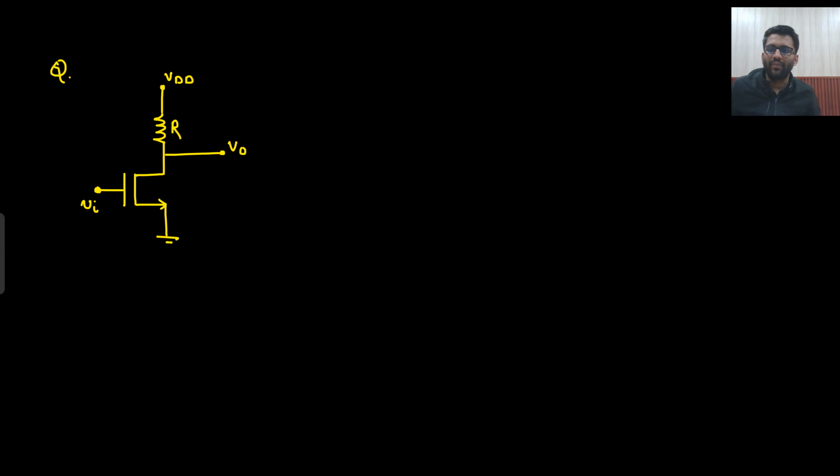Now I guess the next example will be from PMOS. So first let's solve this question. What do you need to find? You need to find V naught by V in. You need to find the small signal voltage gain. So how will you find that?